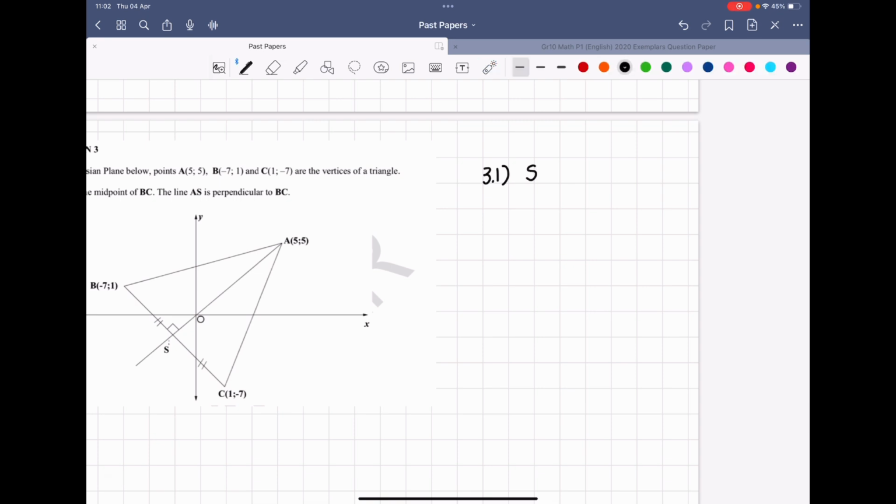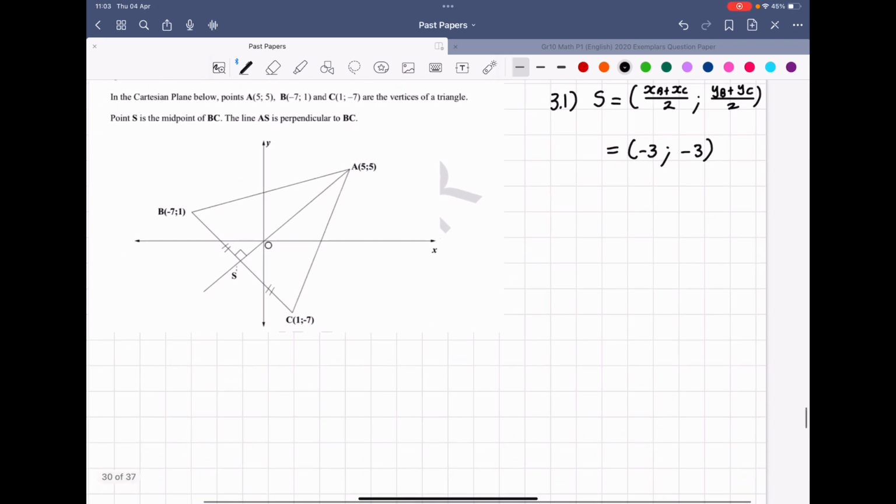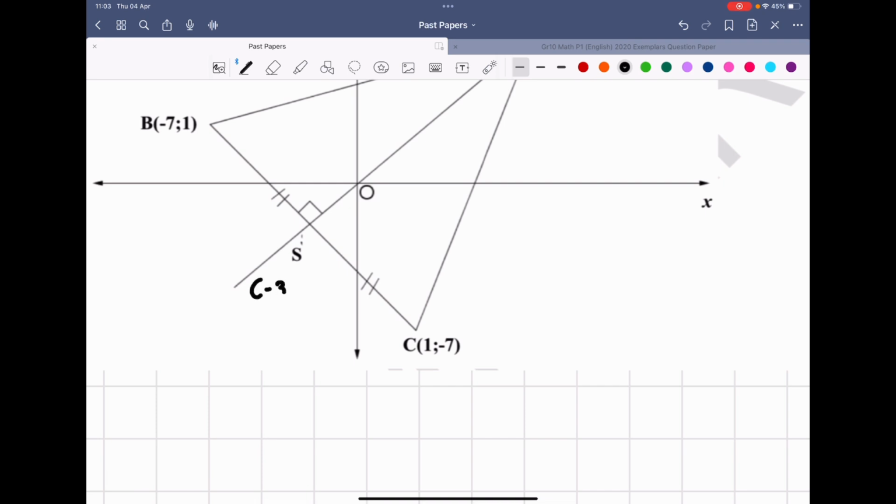So I know that S is going to be the point where xB plus xC is divided by 2 and yB plus yC is divided by 2, and -7 plus 1 is -6 divided by 2 is -3, and then 1 minus 7 is -6 divided by 2 is also -3, and I can fill this in on my diagram. So S is the point -3, -3, and this makes sense because S is below the x-axis, so I would expect the y value to be negative, and it's on the left of the y-axis, so I would expect the x value to be negative as well.